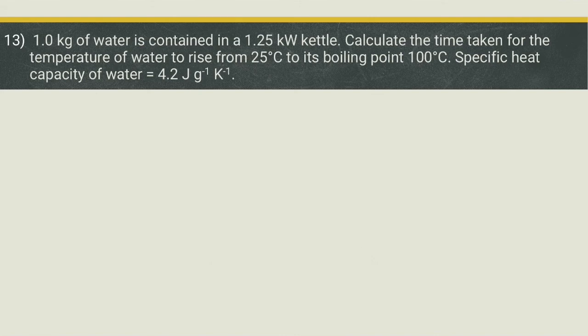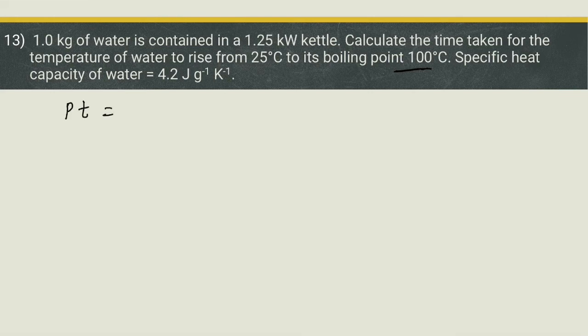And we are on the last numerical of this exercise. 1 kg of water is contained in a 1.25 kilowatt kettle. Calculate the time taken for the temperature of water to rise from 25 to its boiling point, 100 degrees Celsius. Now, this information may not be given in the exam. It may just mention that 25 degrees Celsius to the boiling point. So we should know what is the boiling point of water, 100 degrees Celsius. Specific heat capacity of water is given.